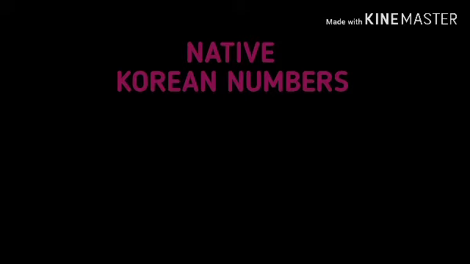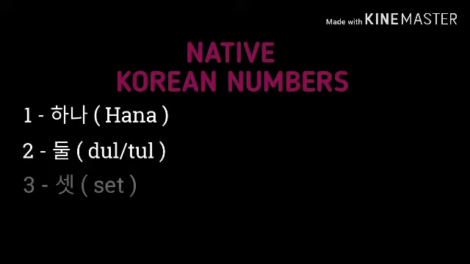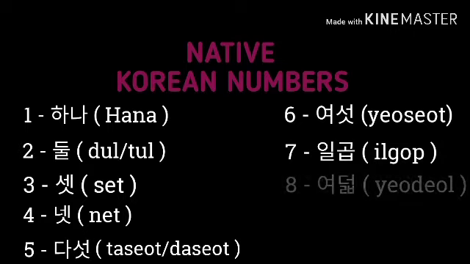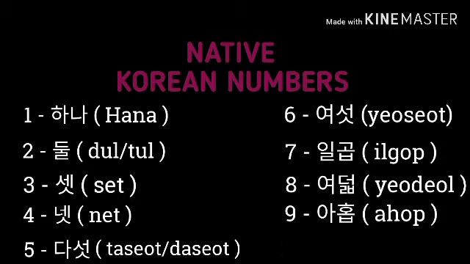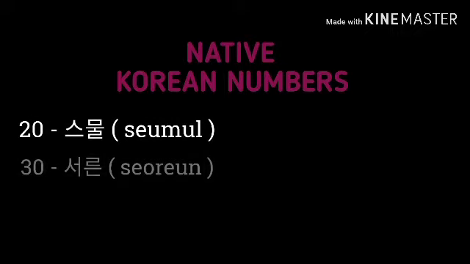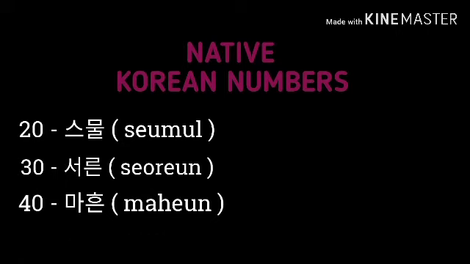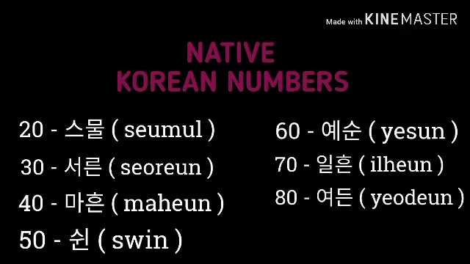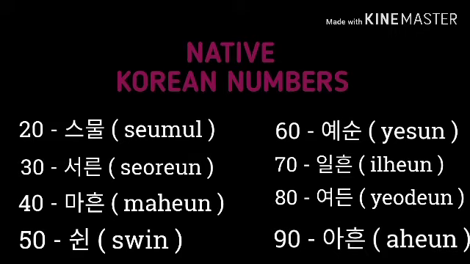So let's try to count again. Hana, dul, set, net, tasot, yusot, ilgop, yodol, ahop, yol. Semul, soren, maen, shin, yesun, iren, yoden, ahun. That's it for the native Korean numbers.